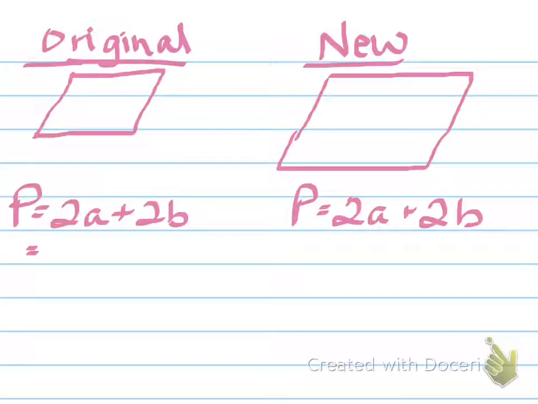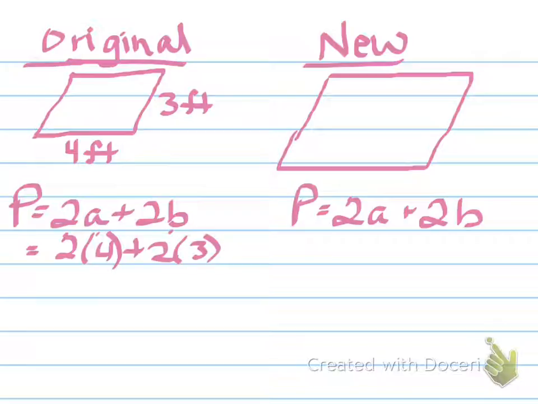And our original shape of our polygon, let's say, was 3 feet by 4 feet. Okay, so finding the area, or sorry, find the perimeter, we're going to take 2 times A plus 2 times B, meaning that A and B are each of the sides. So I'm going to do 2 times 4 plus 2 times 3. So I have 8 plus 6, which makes 14 feet. Now that's my perimeter of my original shape.